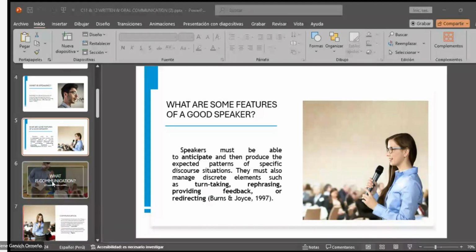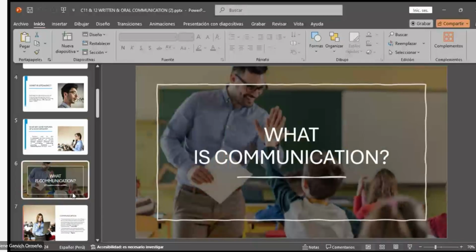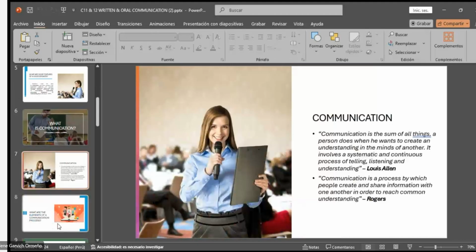But what is communication? Communication is the sum of all things a person does when he wants to create an understanding in the minds of another. It involves a systematic and continuous process of telling, listening, and understanding. Communication is a process by which people create and share information with one another in order to reach common understanding. A debate, for example, doesn't mean that you are going to fight each other. An interview doesn't mean that you are going to ask question, answer, question, answer. And the same happens with the simulation. You need to create that environment that facilitates that.